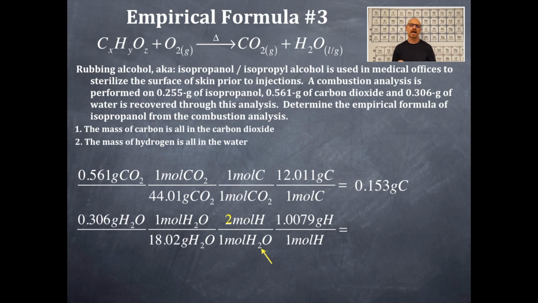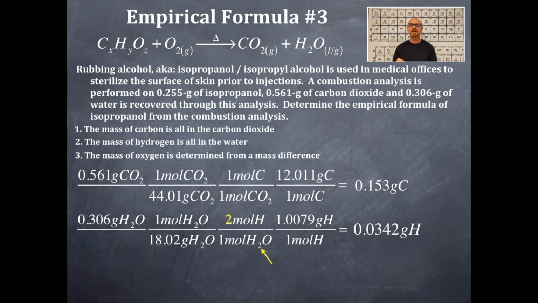Where's that 2 moles of hydrogen coming from? It's coming from H2O. Okay? That's unlike the carbon dioxide where there was just 1 carbon. This is a number right here, and that's 0.0342 grams of hydrogen that is in the isopropanol. Okay, so step number 3.